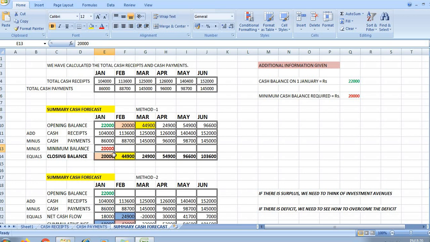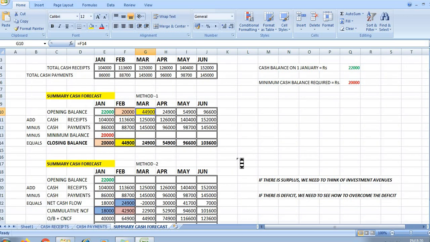This closing balance is going to become the opening balance for the next month. Again you add the receipts, subtract the payments, and then you have a closing balance. Closing balance of February becomes the opening balance in March. And this is how you can continue. And these last figures, the closing balance, tell you how much is available at the end of a month. Okay. So in this case, you can see these are all positive figures. So it is a surplus.